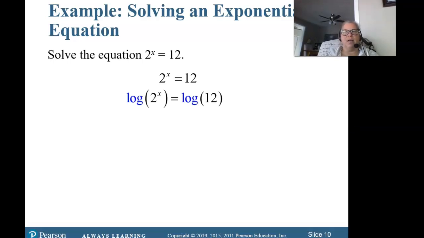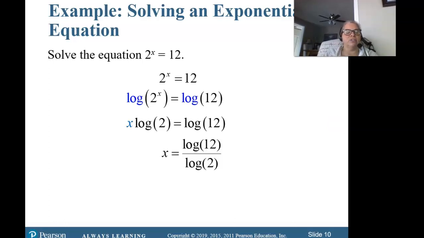Log 2 to the x equals log 12. Now, x is in the exponent place, so we must use the new power property that we just heard so that we can bring it to the front. x times log of 2 is equal to log of 12.